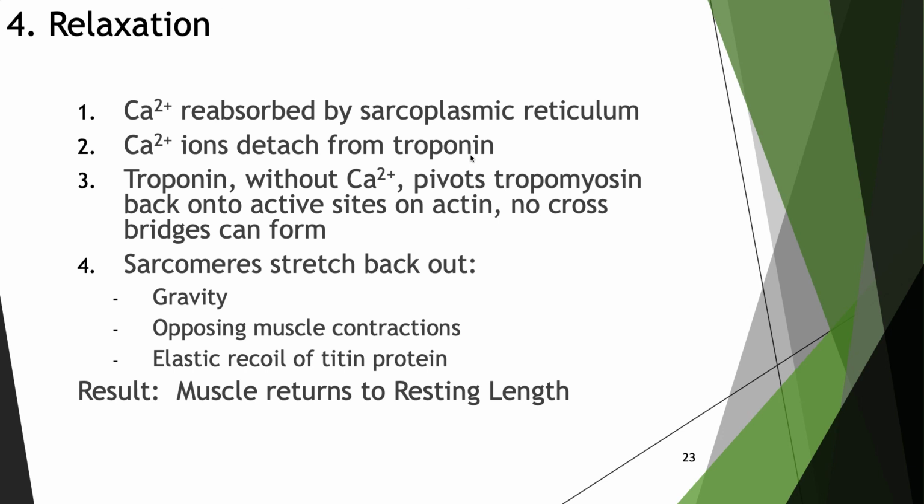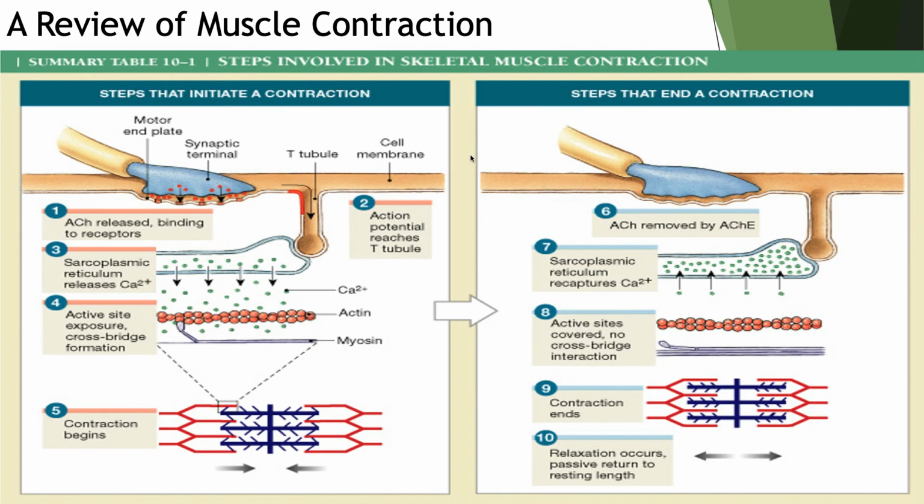Sarcomeres will stretch back out due to 3 reasons: gravity, opposing muscle contractions, and the elastic recoil of the titin proteins that are inside those sarcomeres. And the result is the muscle returns to its resting length. This is just an overview, just a little review.